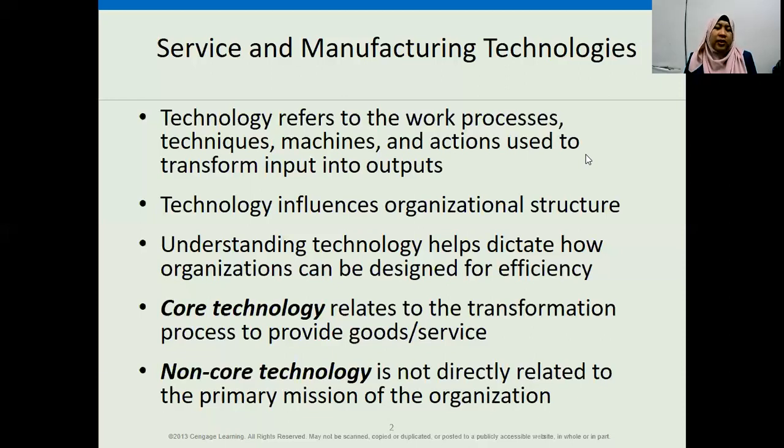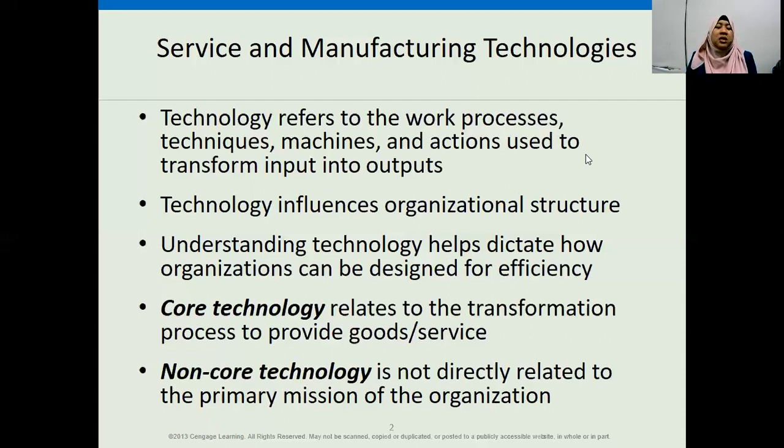We need both actually. Alright, understanding technology helps detect how the organization can be designed for efficiency. Of course, this is undeniable, because technology helps the organization a lot to improve its performance, and of course the quantity as well as the quality. And as you can see from the bolded words, core technology relates to the transformation process to provide goods or services, while non-core technology is not directly related to the primary missions of the organization.